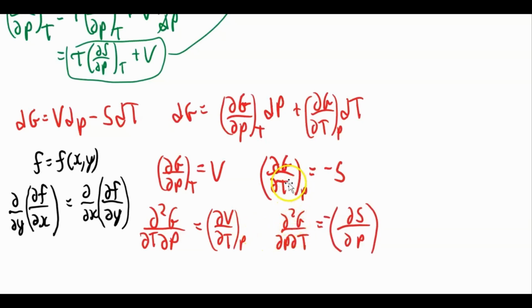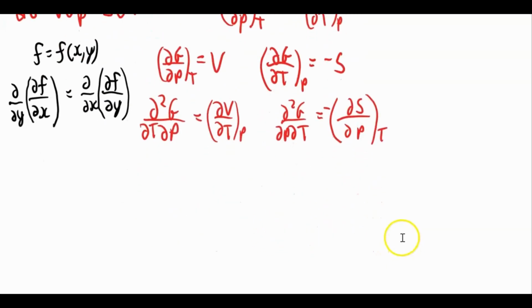Now, first we take the derivative with respect to temperature holding pressure constant. And then when we take the partial derivative with respect to pressure, we have to hold temperature constant here. And just like this relationship is true, here we have the same thing. We're taking the partial derivative with respect to g, first with pressure, then with temperature. In this case, it's with temperature first, then with pressure. So these two are equal to each other. These two must be equal.